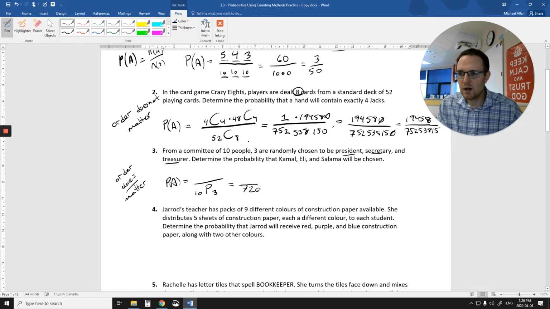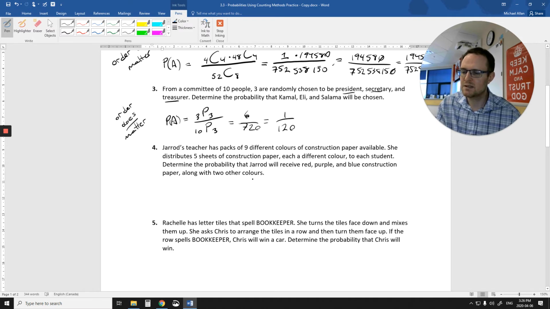But they want to place the 3 kids here. How many ways can I rearrange those 3 kids? If I do the math on this, I'm probably going to get 6, but let's double check. Yeah, I'll get 6. 6 ways to rearrange those 3 kids in those 3 positions. So 3P3. And then I'm going to divide the 2 numbers, math enter, and say there's a 1 in 120 chance of this happening. It's a bit nicer number.